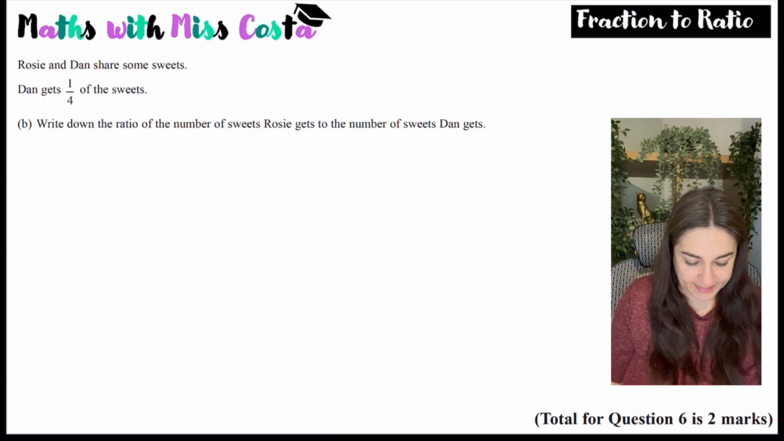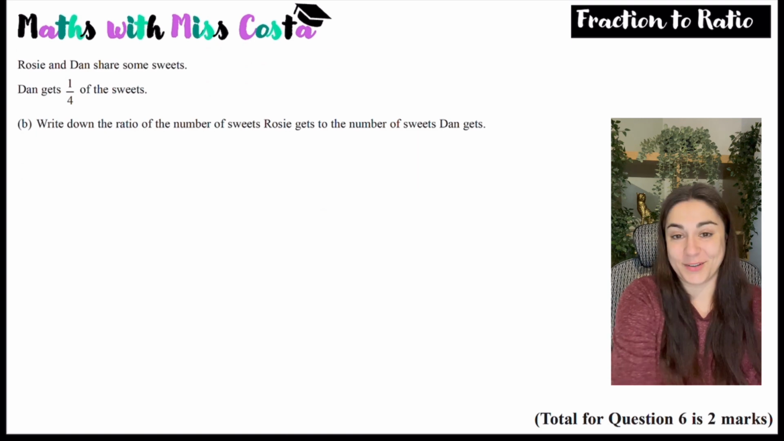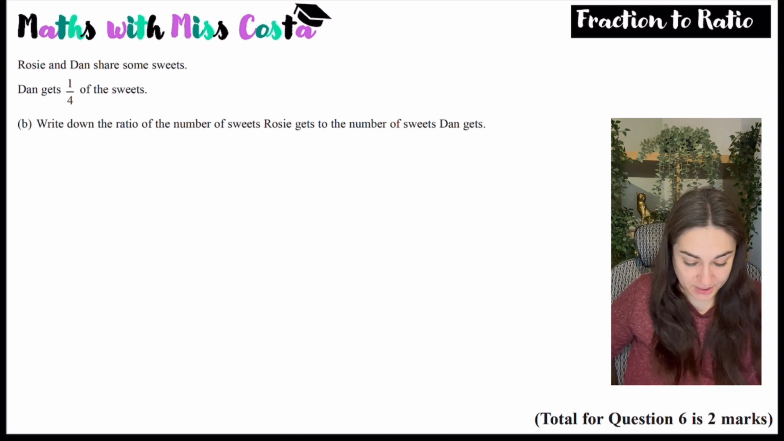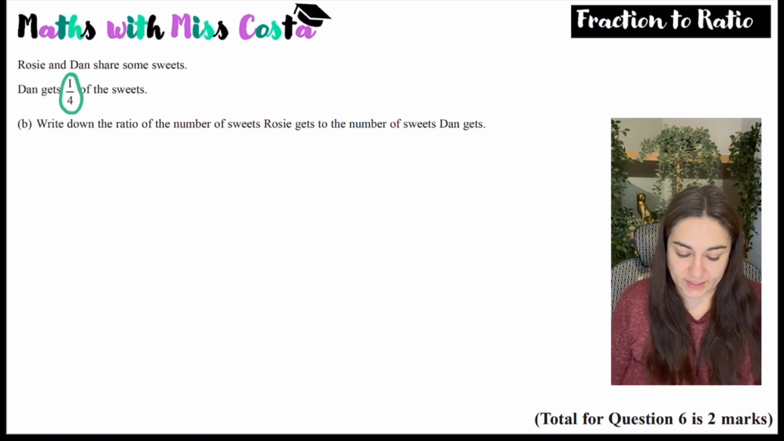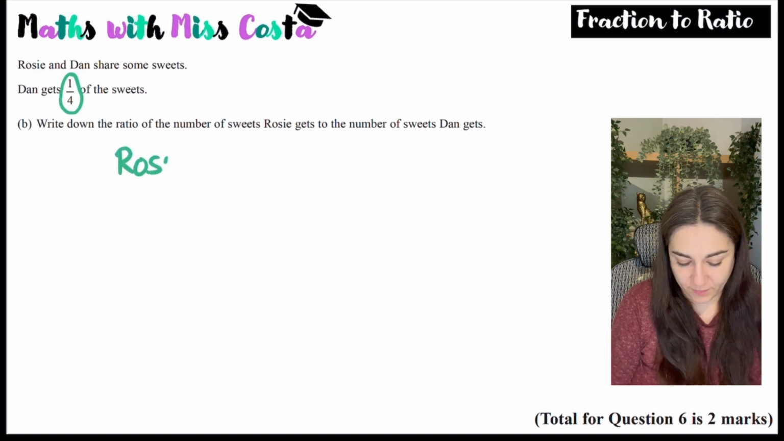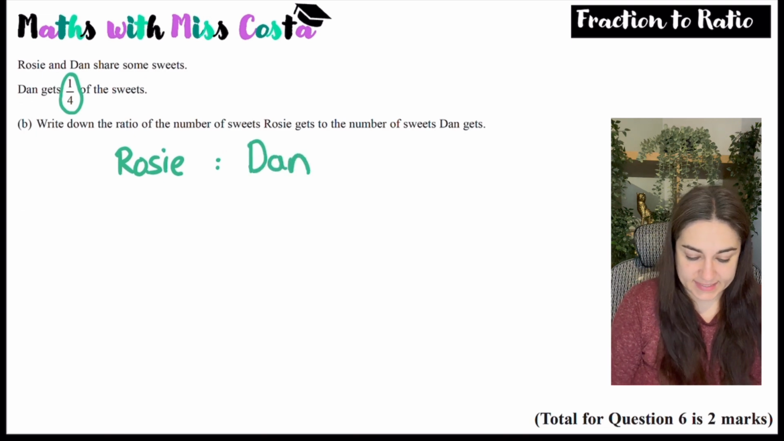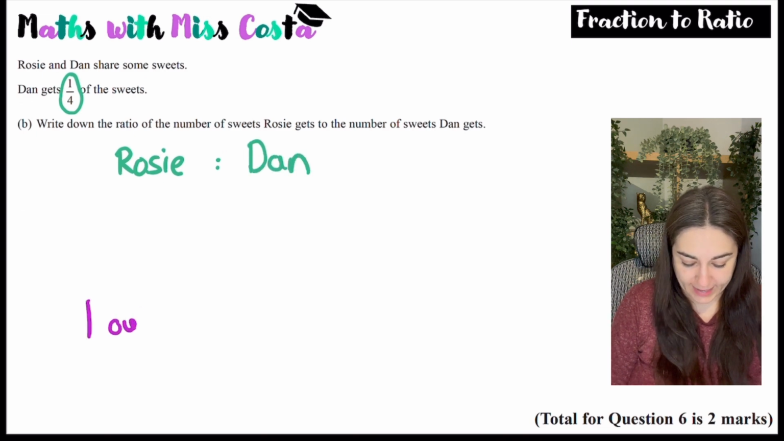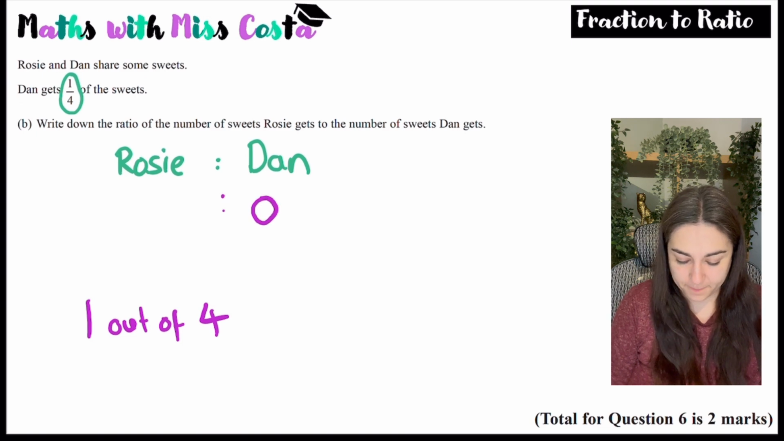Okay, Rosie and Dan share some sweets. So that's 2 different people. Don't need to look back on that question. And Dan gets 1/4 of the sweets. So let's think about this again. We've got Rosie and then we've got Dan. And Dan gets 1 out of 4 sweets. So Dan gets 1, and I know there are 4 sweets in total.